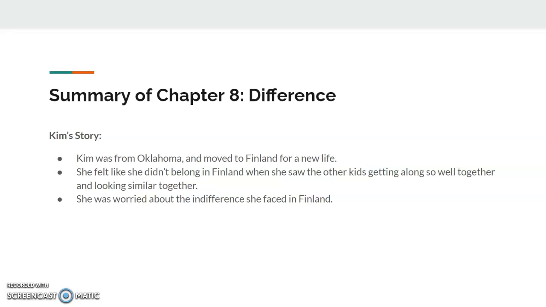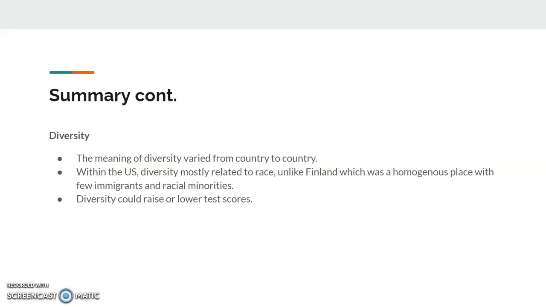And in this, we can see the cultural and racial diversity that can affect students in any environment they're put into. As we continue on, the meaning of diversity varies from country to country, with some defining it as a big deal within society, while others see no difference between appearances and economic standings. The difference between how school is run in several countries affects students, and diversity in the U.S. is mostly related to race, unlike Finland, which was a homogeneous place with few immigrants and racial minorities. They put their priorities in different places compared to the U.S., and as a result of this, we see how diversity could raise or lower test scores.